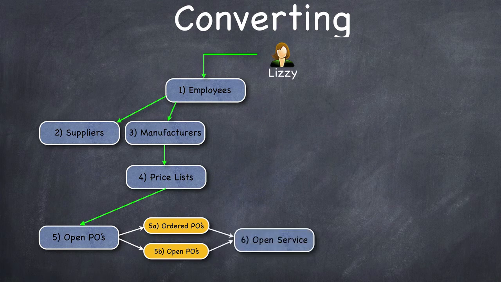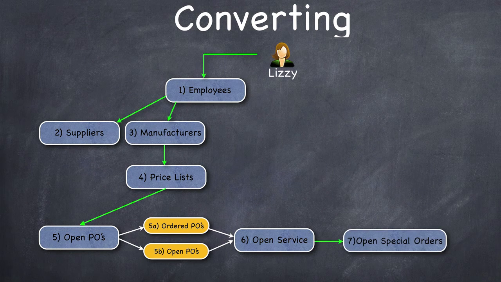Once we're done with that, the next step is creating your open service tickets. As you create your service tickets, the parts that you put onto those service tickets will be associated with the purchase orders that you created in step 5. So when you create the service tickets and your open special orders, those things will automatically tie to those purchase orders. You'll basically create the POs to mimic what was in your old system, and then Lizzy will link up the special orders to those as you're creating the open service tickets and your open special orders.